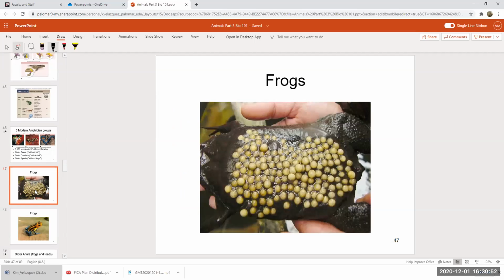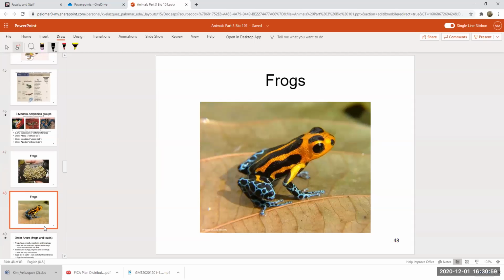I wanted to show you these frog eggs on the back. It's pretty crazy. Those babies are going to hatch out and the tadpoles burrow out. Here's a beautiful frog.